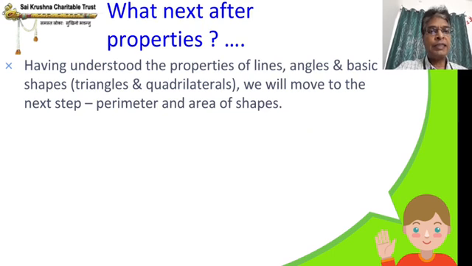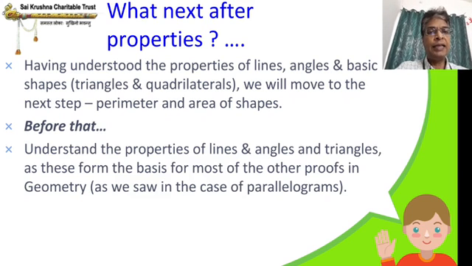During the understanding of the properties, we have also solved some examples, and you would have also seen some exercise questions on perimeter. Now we will further see what exactly is perimeter, and also we are going to see the area of all the shapes. Before that, as I told you last time, understand the properties of lines and angles and triangles, as these form the basis for most of the other proofs in geometry, as we saw in the case of parallelograms. In the last chapter on parallelograms, everywhere we kept on using lines, angles and triangles.